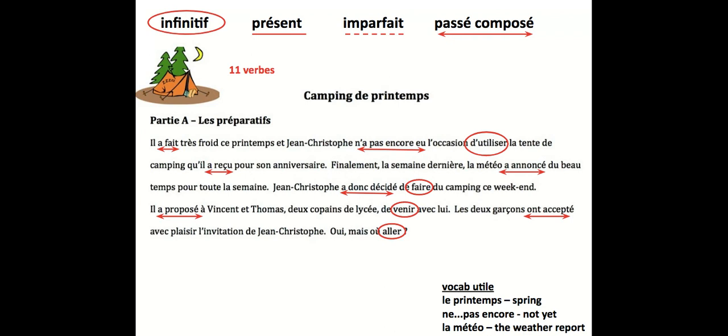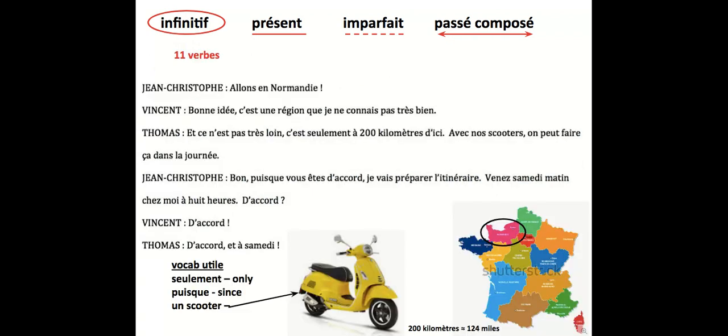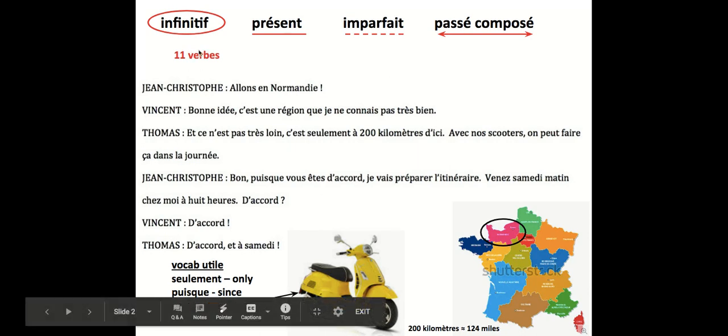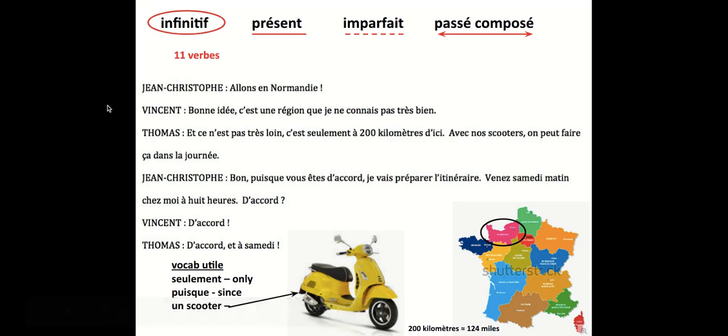OK, d'accord. On va continuer. Petite paragraphe suivante. Il y a 11 verbes, OK? Vocable utile en bas. Seulement, ça veut dire only. Puisque, ça veut dire since. Un scooter, c'est ça. So I just wanted to point out that un scooter, remember when a French person hears that, or says that, that's what they're talking about, like a Vespa type scooter, okay? We're not talking about like a little Razor type scooter, oui, okay?